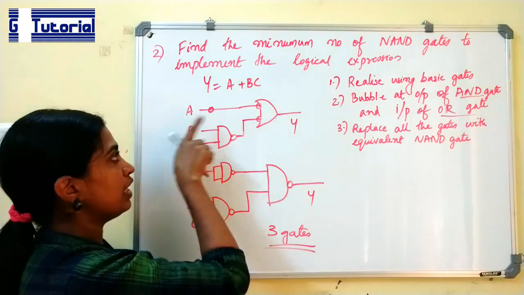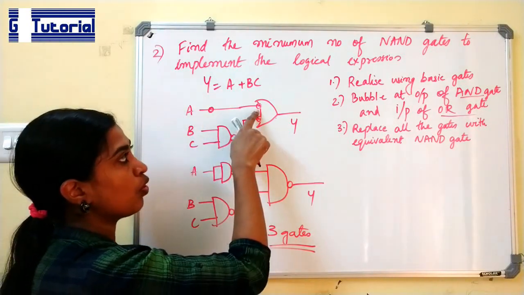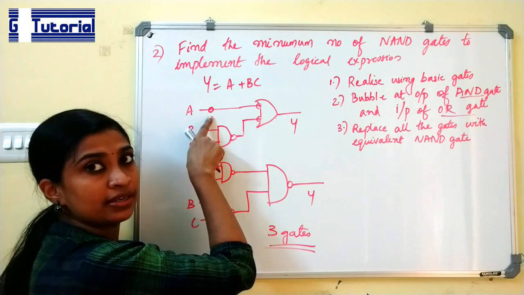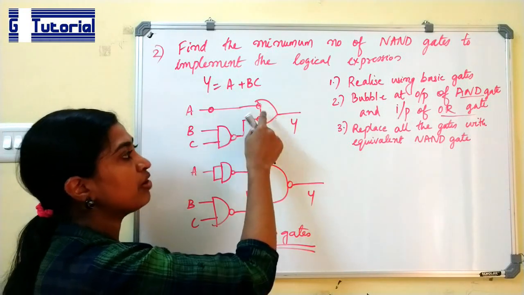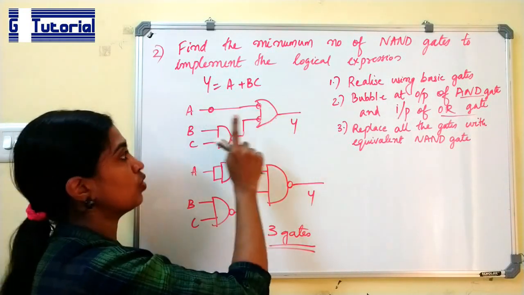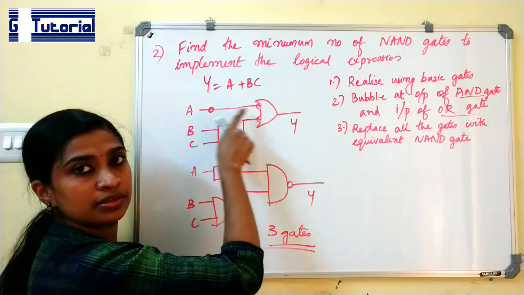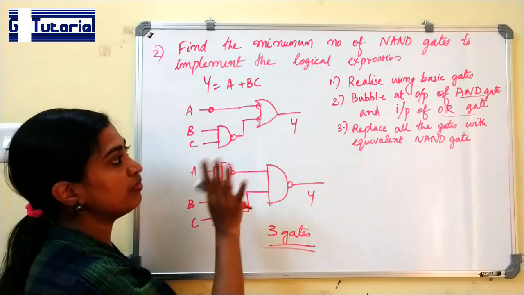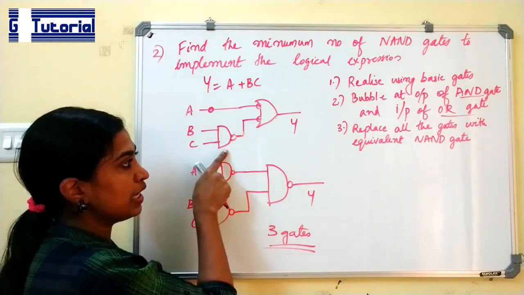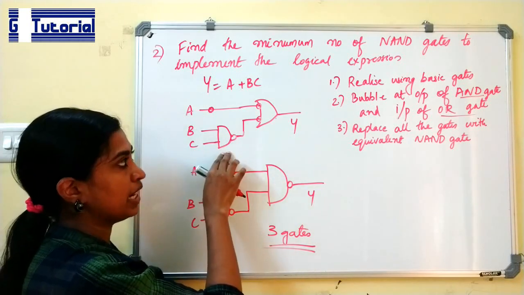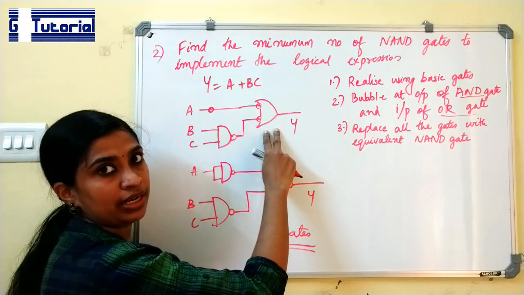If any of the inputs is fed directly to this OR gate, you have to bubble it again. Otherwise, A bar will be fed to this gate, so you have to bubble it again. Okay, this is only what is required. This is a NAND gate. This has already become a NAND gate. This is the equivalent of a NAND gate.